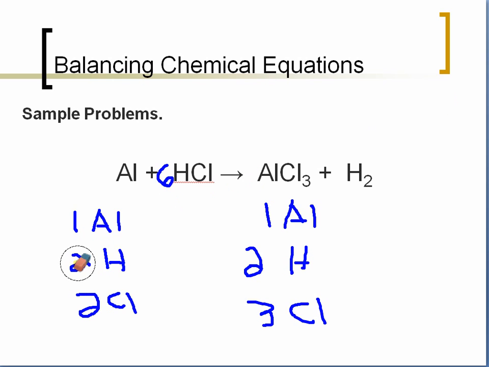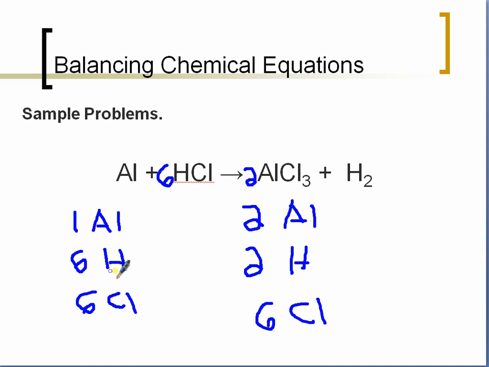So that makes this 6 hydrogens and 6 chlorines. And on the right side, I have 3 chlorines here, so if I put a 2 here, that makes that 6 chlorines. And if you notice, my aluminum is now going to change. So now I have 6 chlorines, and now I got 2 aluminums.